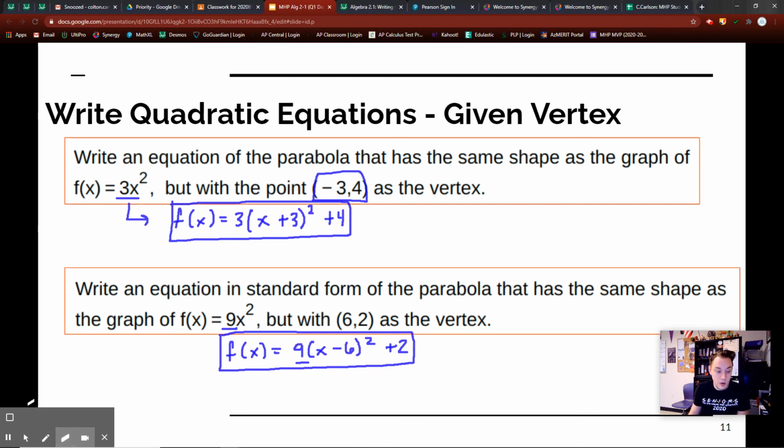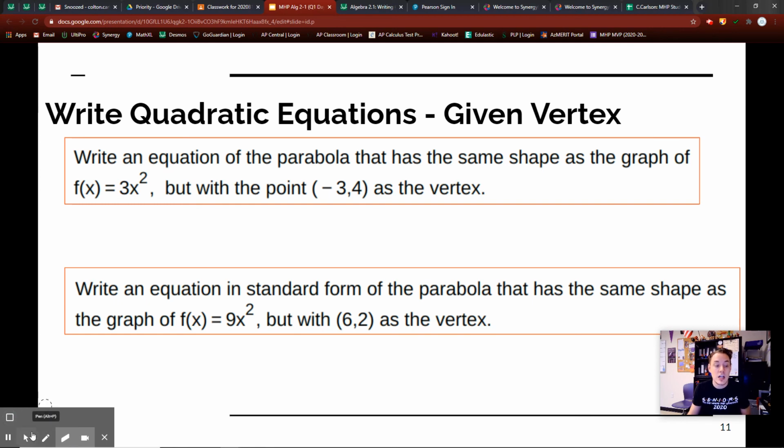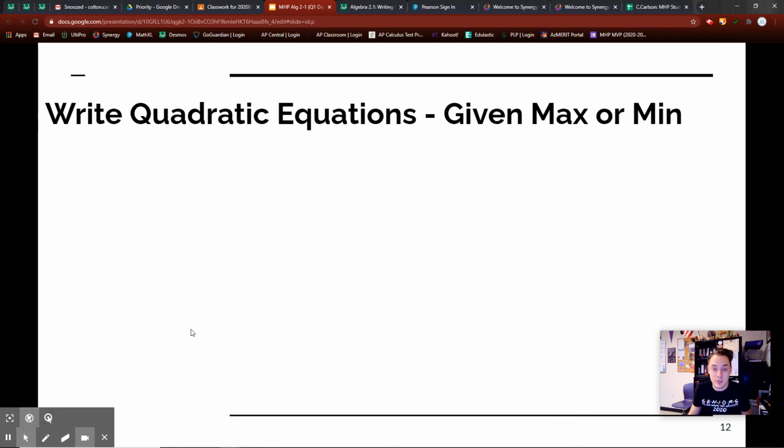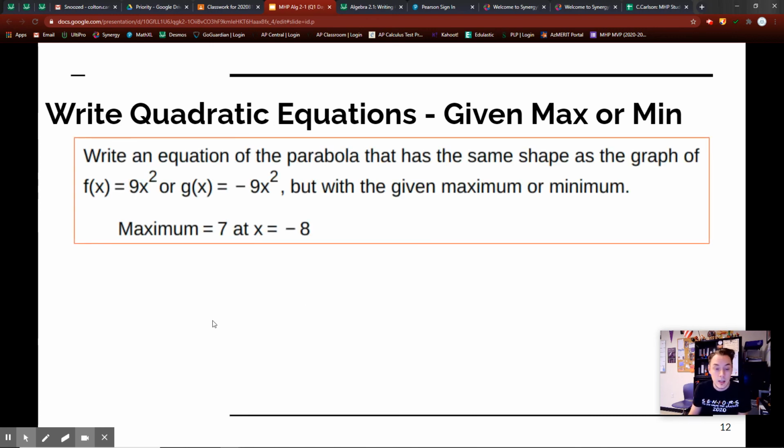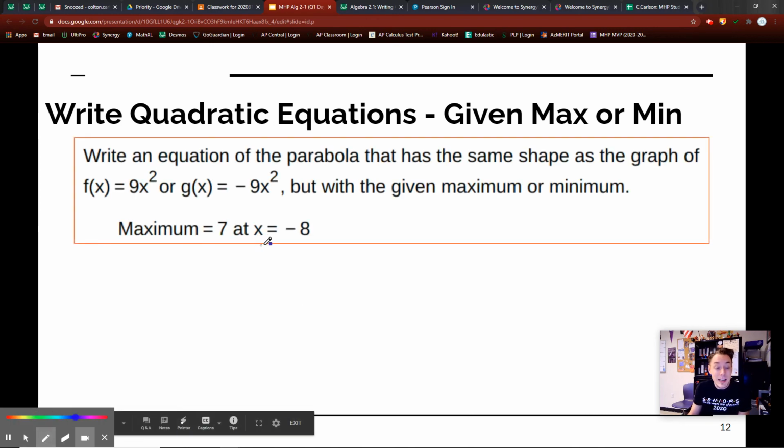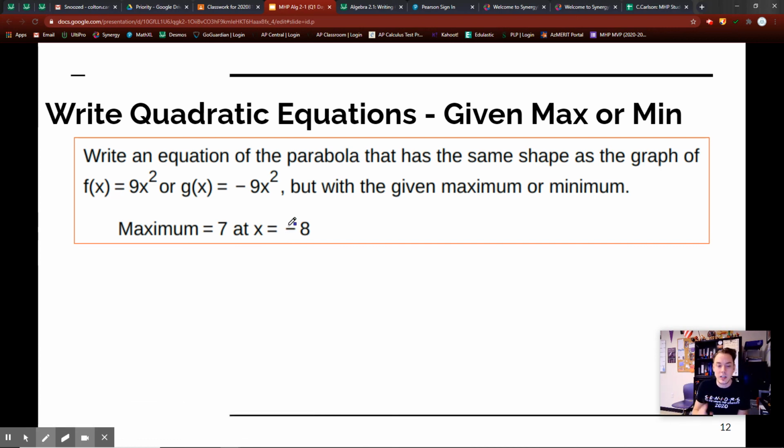Sweet, let's move on to our very last slide of Algebra 2.1, our very last slide. Write quadratic equations. Now, not given a vertex, not given a graph, not given points, but given a max or min. So, it's basically almost exactly how it was in the previous slide, but just a little bit different. Write an equation of the parabola that has the same shape as this or this.